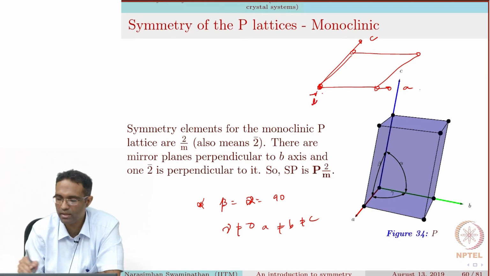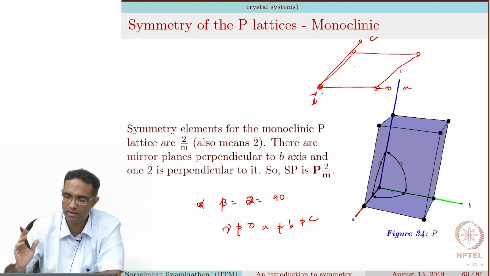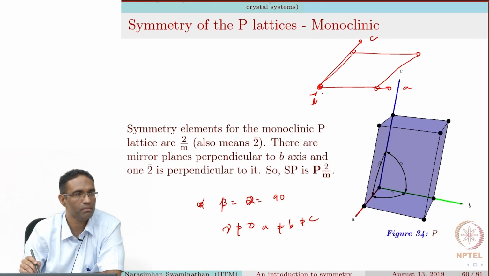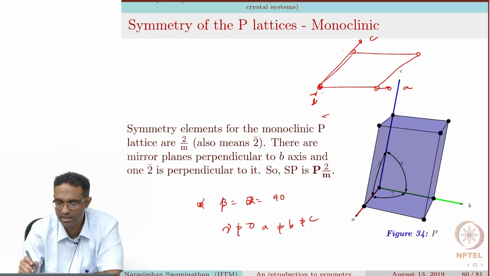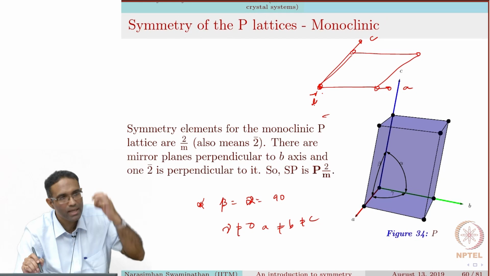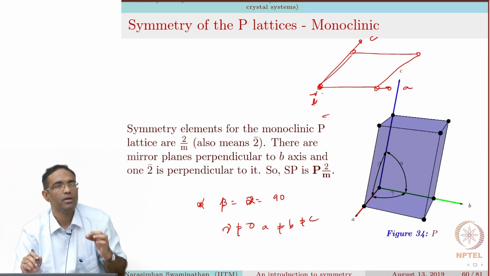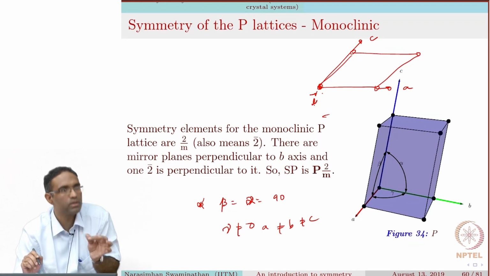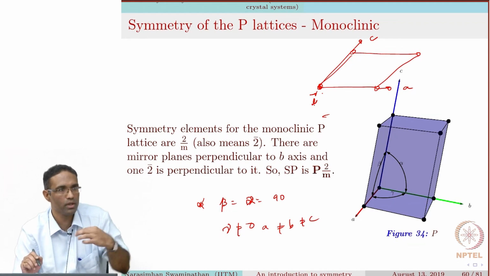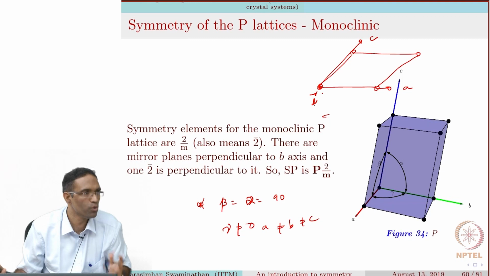I am intentionally writing down the vectors as A, C and B. Usually the B axis is chosen as the unique axis, which is going to have this two-fold symmetry associated with it. That means the B axis is basically the axis of the two-fold symmetry.